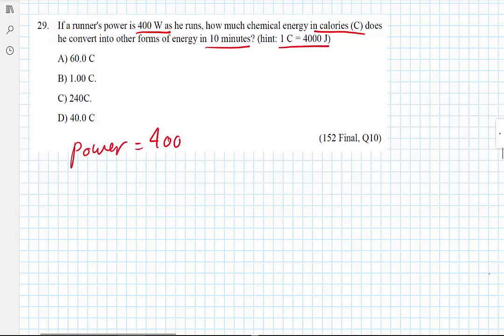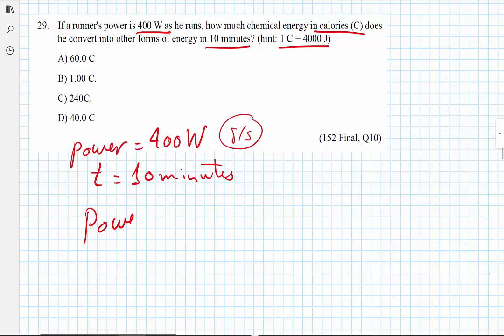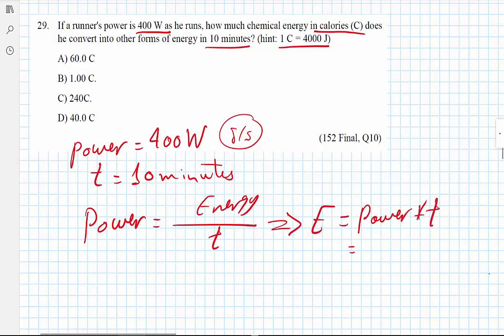Power is 400 watt. And as you remember, the watt is, yes, joule per second. So your units must be joule and second. So if you get the energy, you will get it in joule, and if you use a time, you need to use it in seconds. So the time here is 10 minutes, not seconds. You need to convert it into seconds, which is 10 times 60, that's 600 seconds. So power is energy over time. So the energy is power times time.